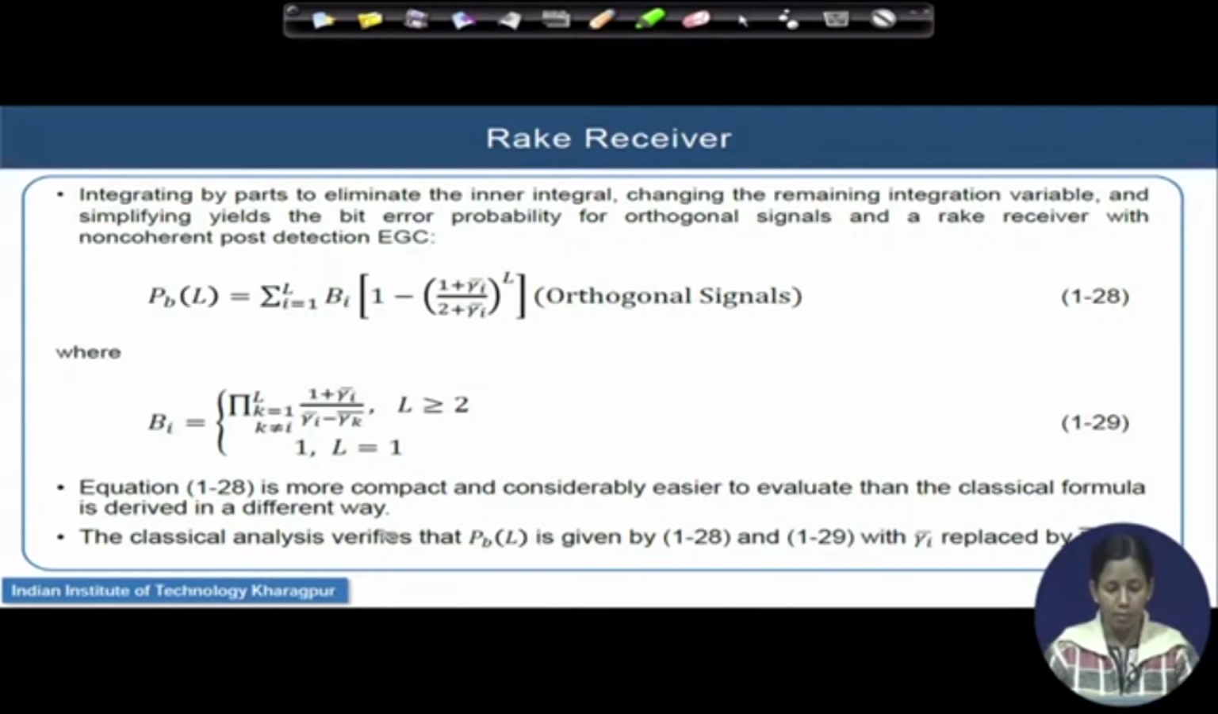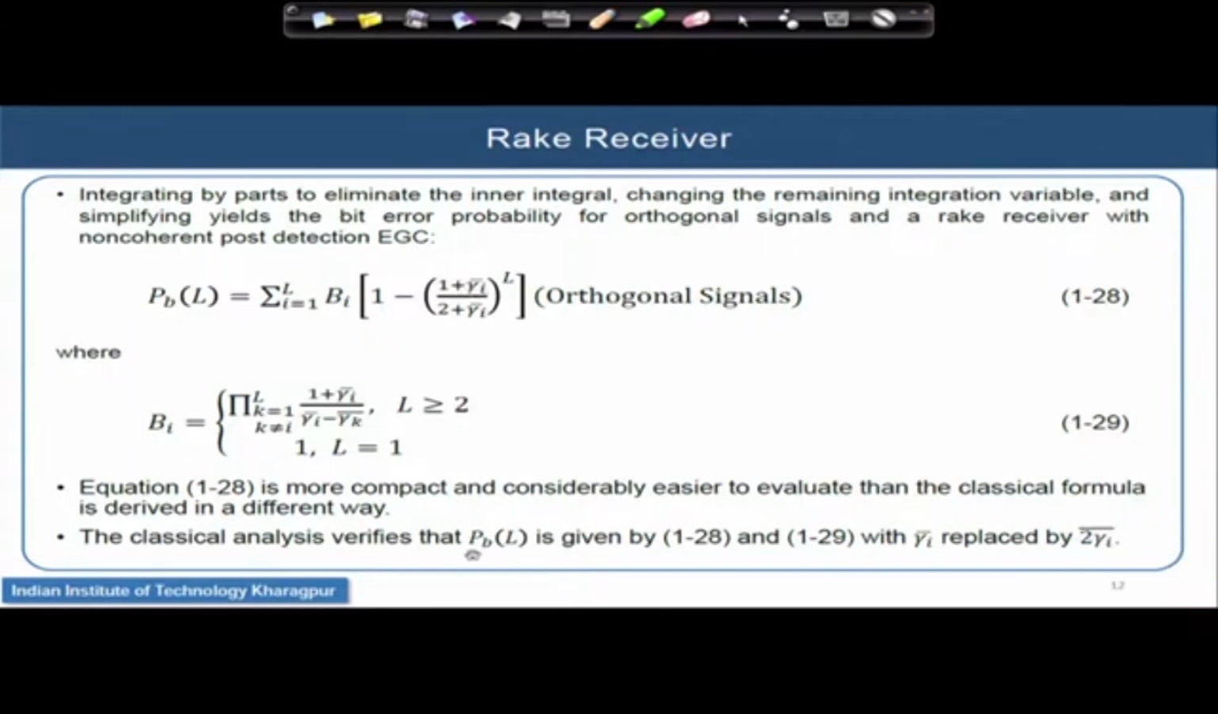Remember, this is more compact and considerably easier to evaluate than the classical formula. In the classical analysis of computing this probability of error over the L number of paths, the main difference between the classical one and this new one is that if you substitute the value of gamma I bar with 2 gamma I bar, you will end up with the new one.